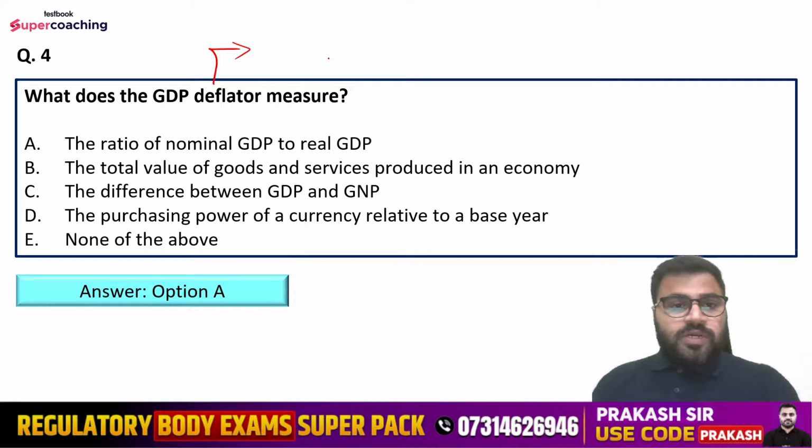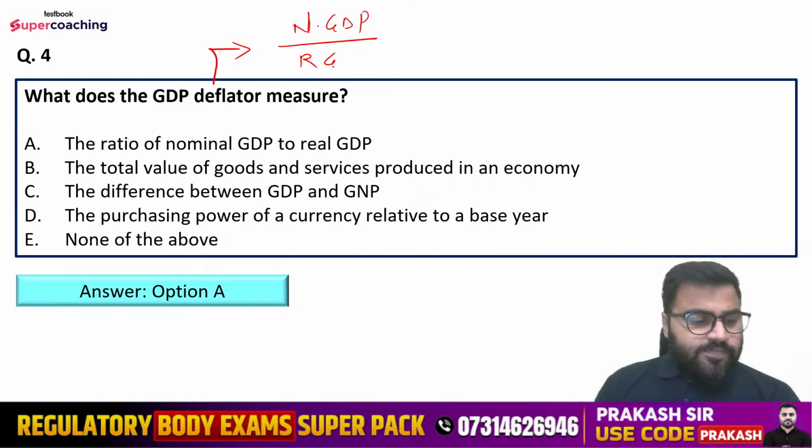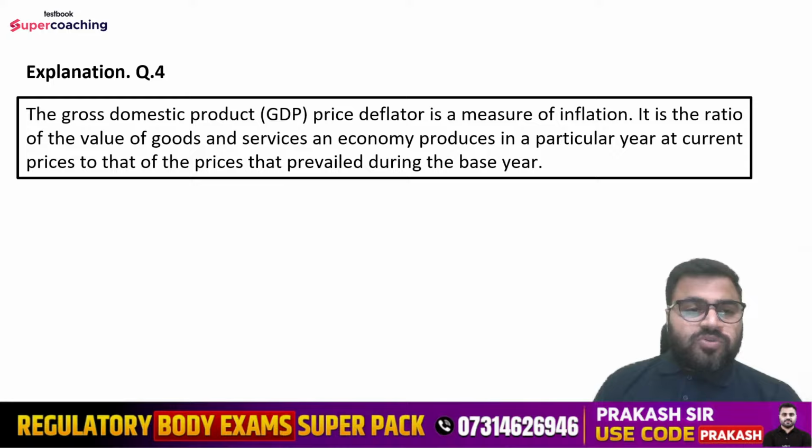It is used to measure the inflation in the economy. So nominal GDP divided by real GDP multiplied by 100, right? So this is how basically we measure the inflation. So the GDP price deflator is a measure of inflation. It is the ratio of the value of goods and services an economy produces in a particular year at current prices to that of the prices that prevailed during the previous year.